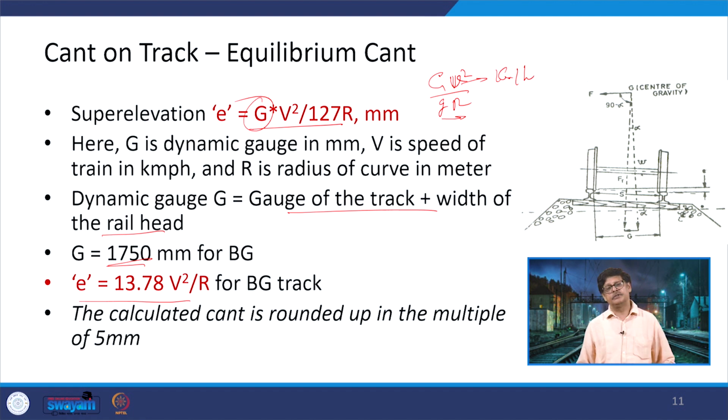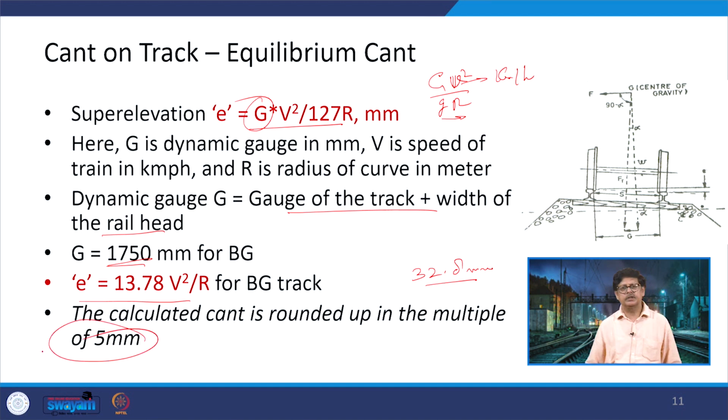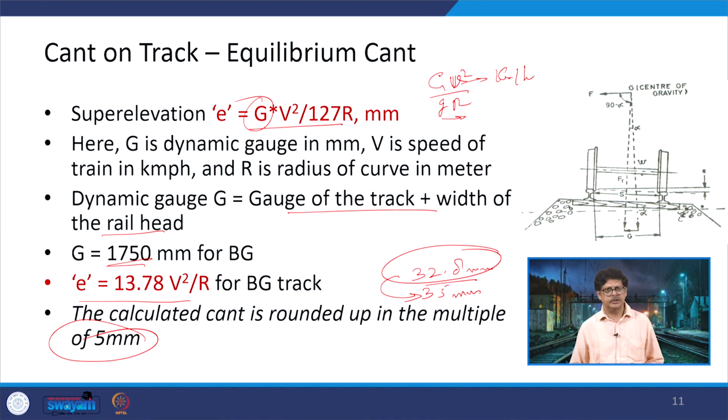So, if the speed is given to you and the radius is given to you, you can now calculate the value of E directly on the basis of this formula. Whatever value of E is calculated, say it comes out to be 32.8 mm, we should round it up to the next 5 mm. So we can consider it as 35 mm. This is being rounded off. This is another thing you can remember.